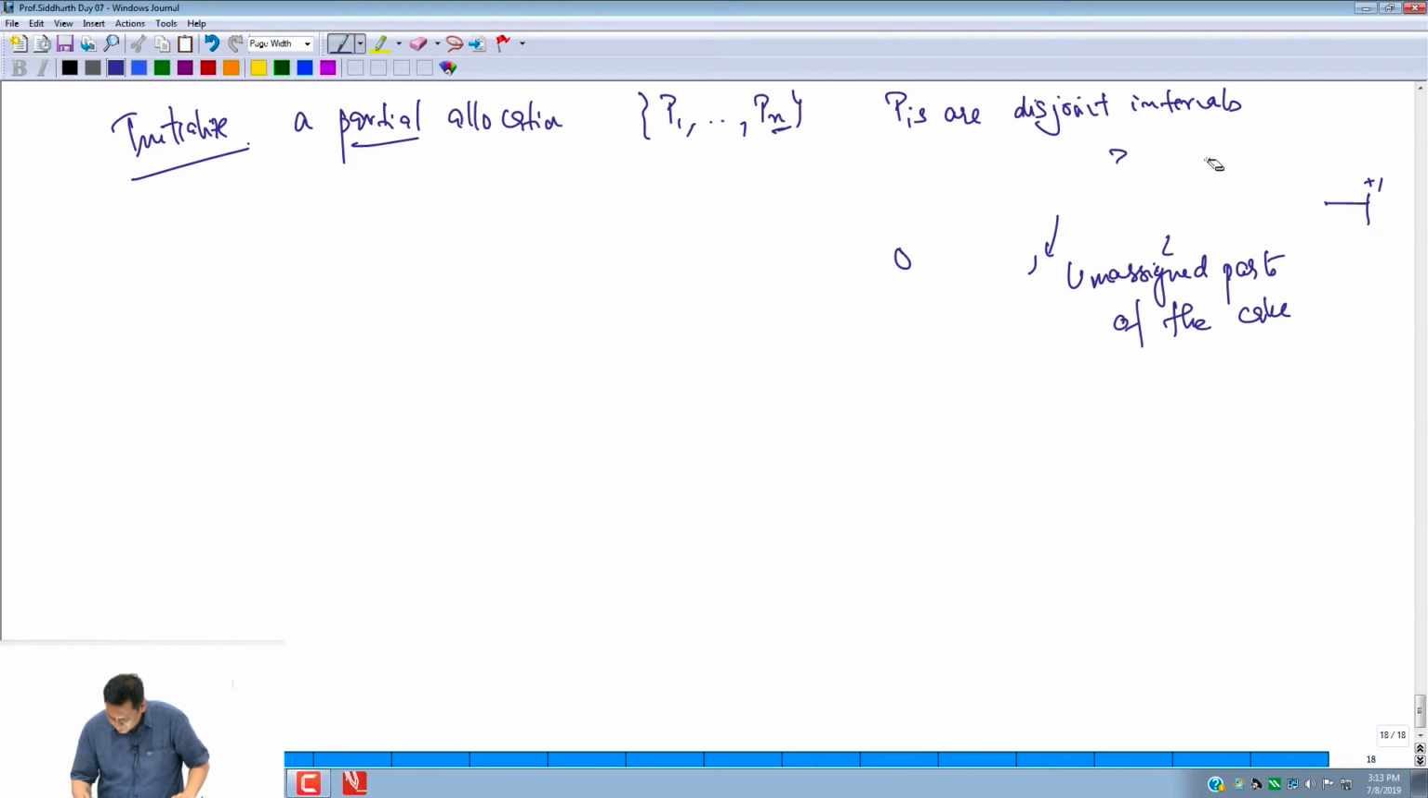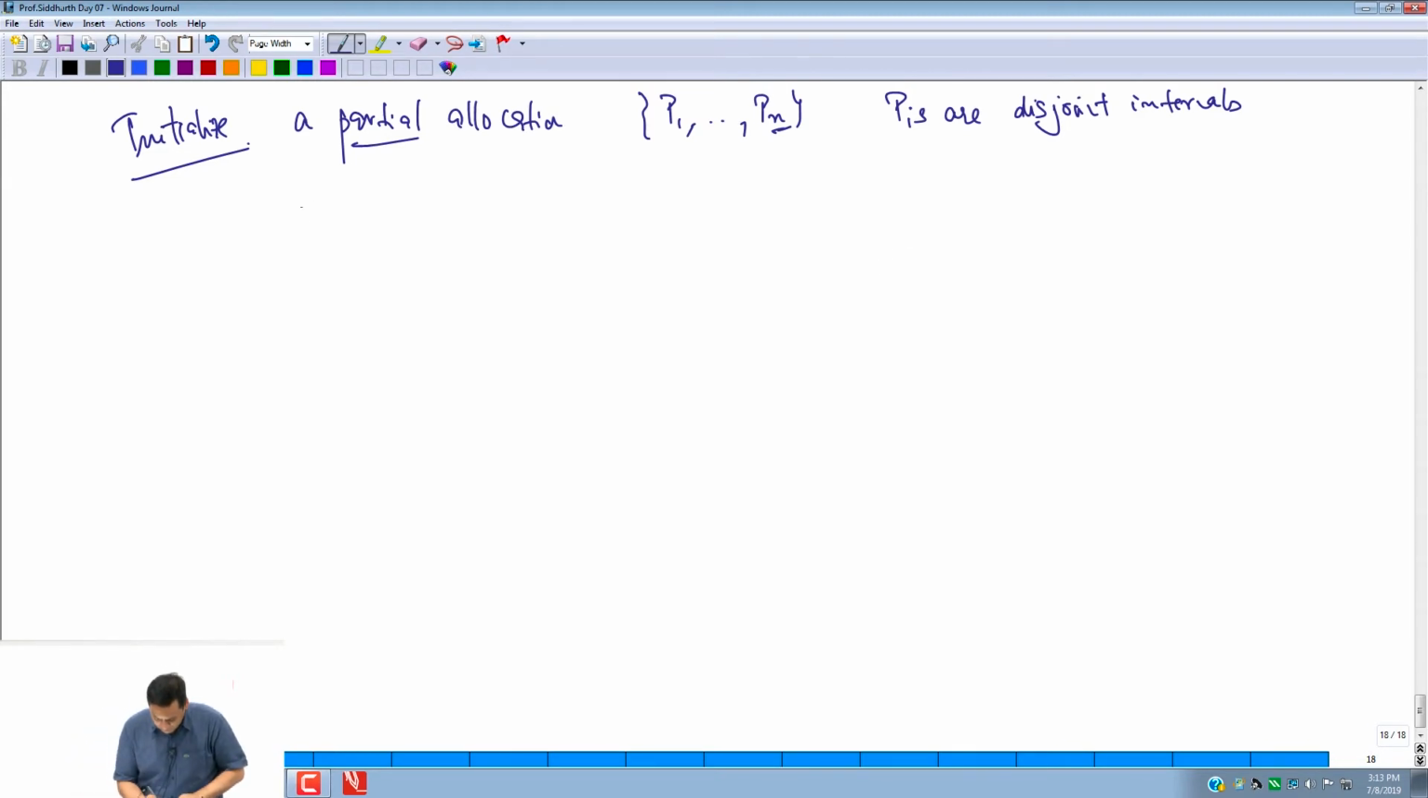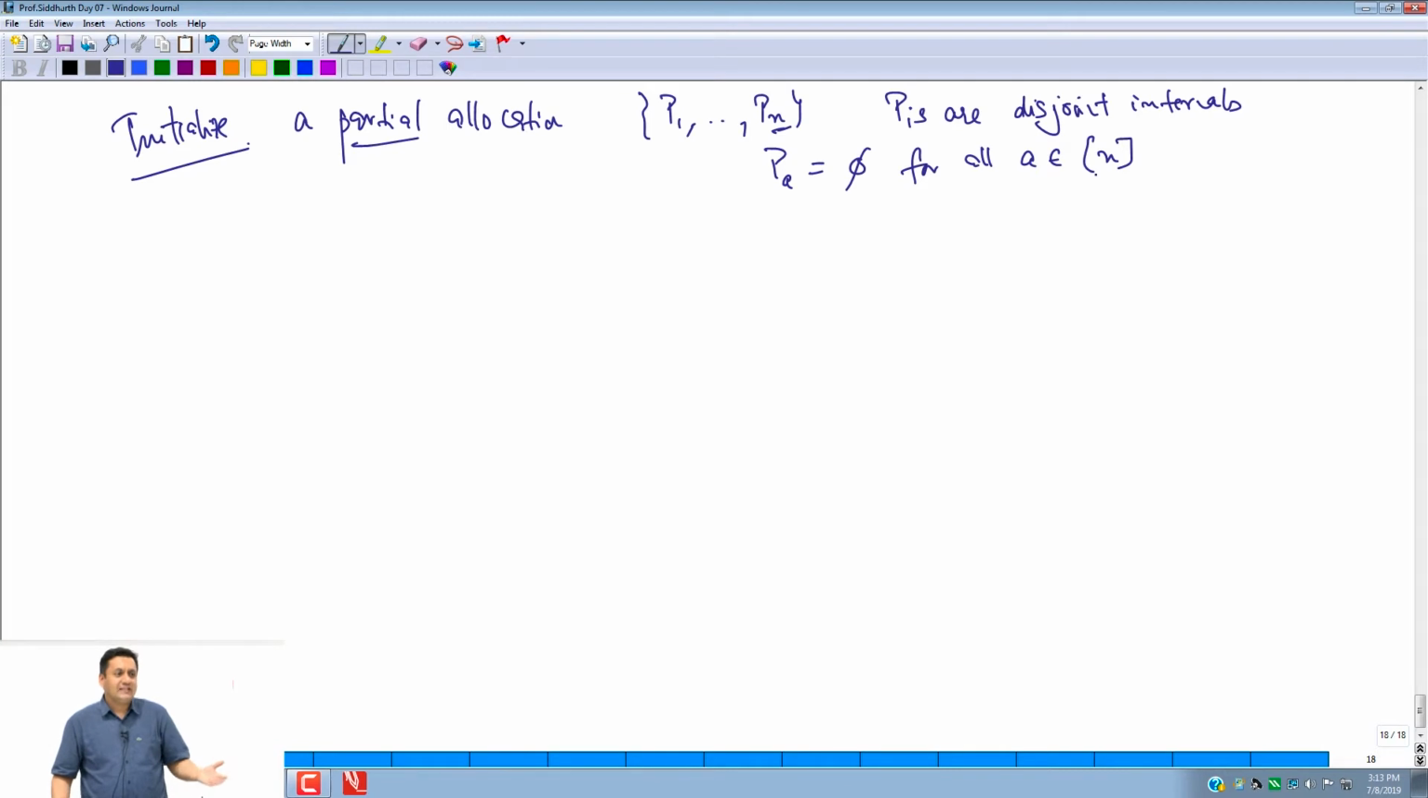But let me be a bit more specific and tell you what the detailed steps are. I'll initialize this as just the empty set. Right, I have to start somewhere. I give every agent an empty interval. So how many unassigned intervals are there at the beginning? One, the giant whole thing. I haven't assigned anything. The whole cake is unassigned.